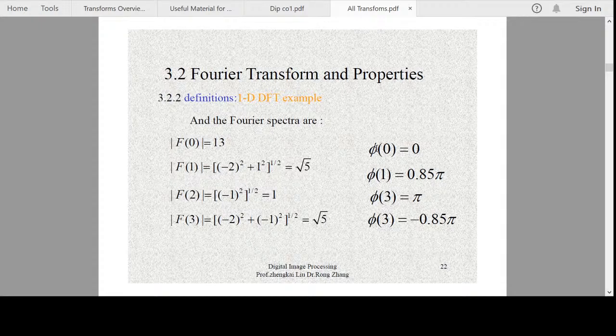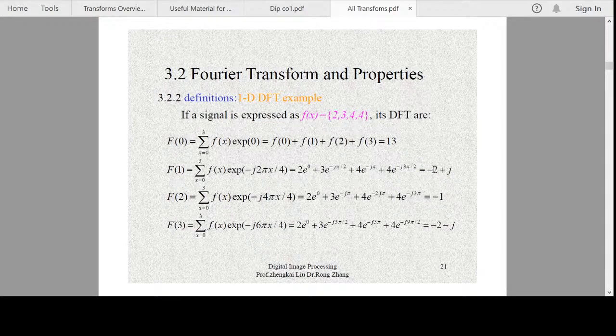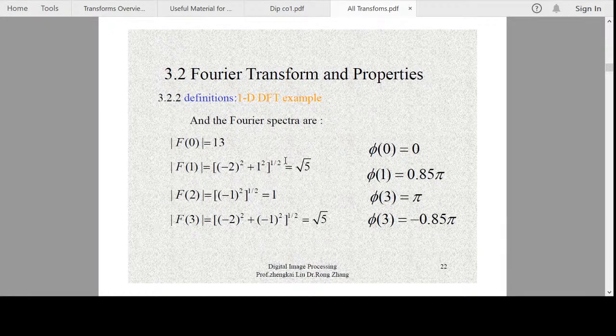The same way, the angle also. How to calculate the angle? Tan inverse of imaginary part by real part. We have the imaginary part and we have the real part. So by using this, you can calculate both the magnitude spectrum and the phase spectrum for a given image or given signal by using the one-dimensional DFT.